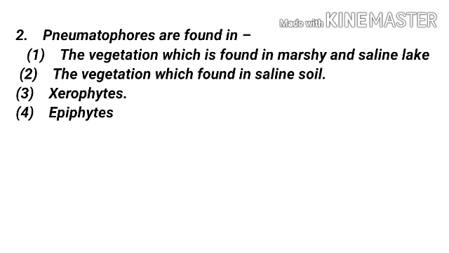Then option number 4, epiphytes. What are epiphytes? The epiphytes are the plants which grow on the big branches of trees and are called epiphytic plants. These epiphytic plants do not produce nematophores. Due to this, option number 4 is not correct. Due to this, option number 2 is correct, that is, the vegetation which is found in saline soil.